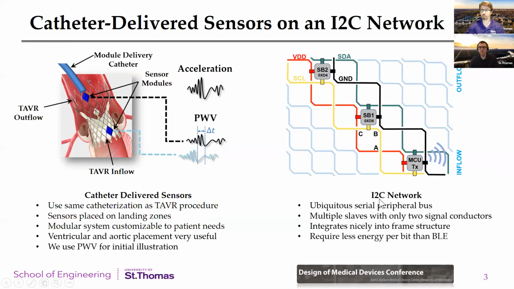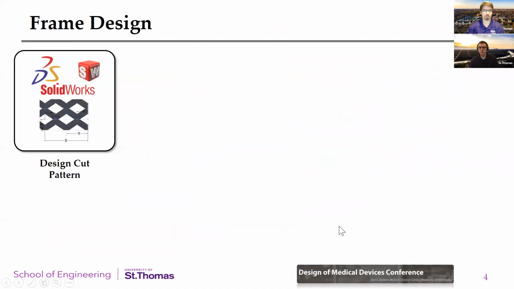In the paper, we show that it requires less energy to communicate across sensors than Bluetooth Low Energy, and we consolidate all of the wireless transmission to a single point on the frame. Additionally, it's a fast enough protocol that you can measure things like the pulse wave velocity and differential pressure measurements across the valve.